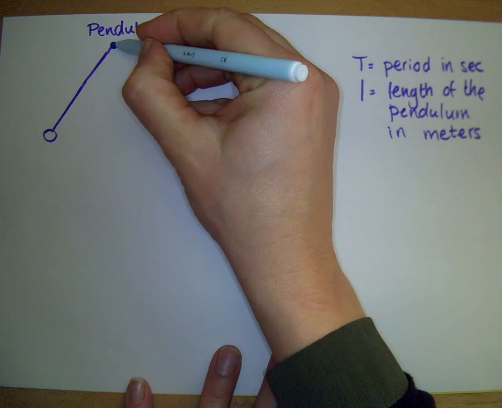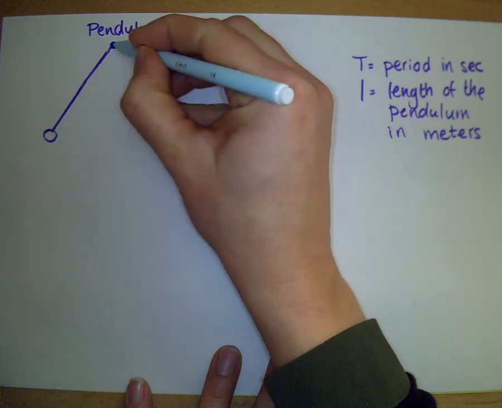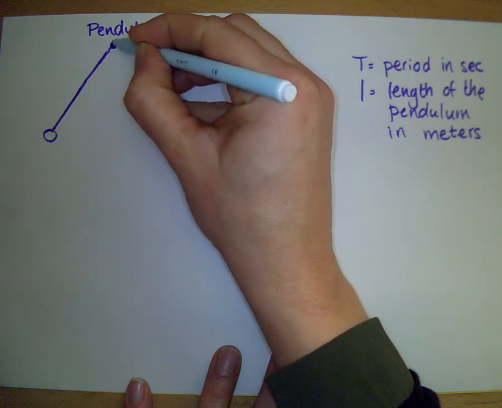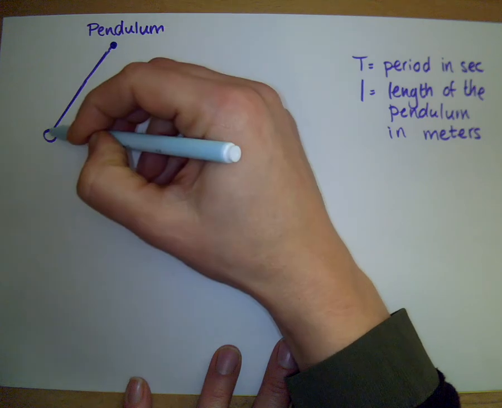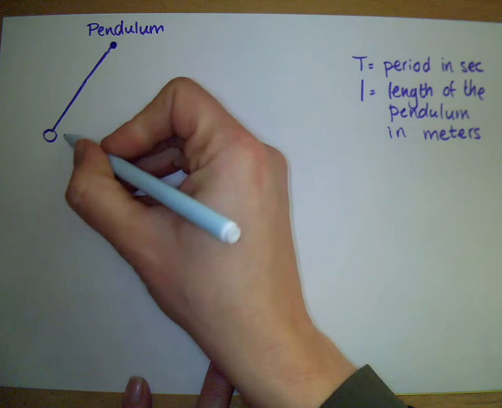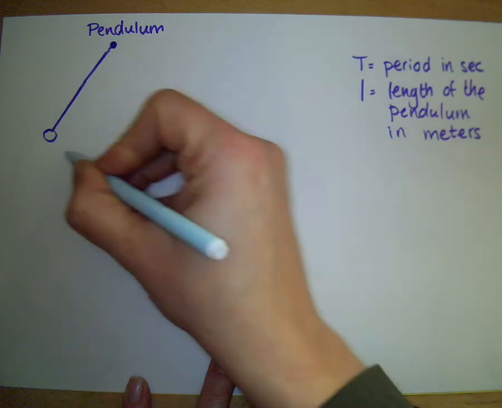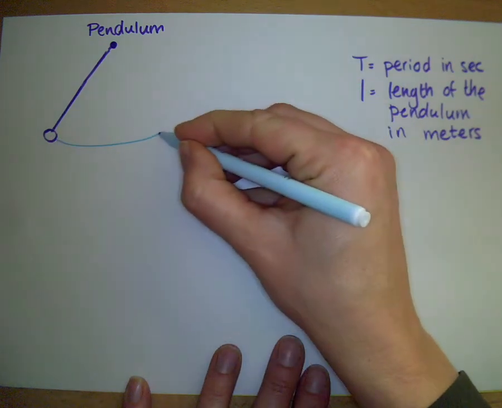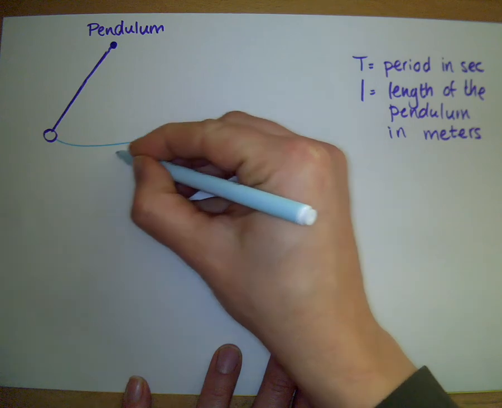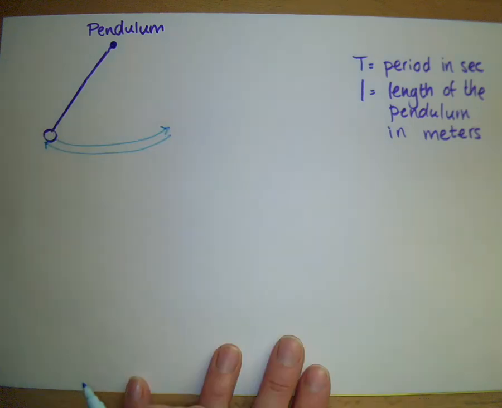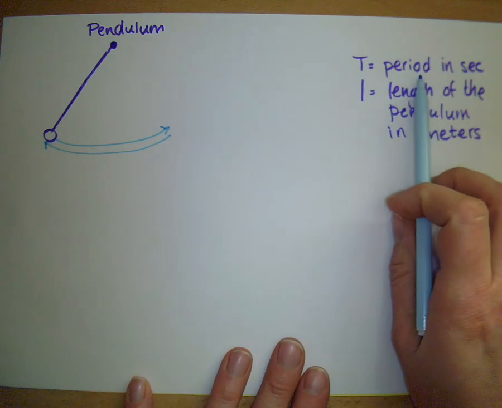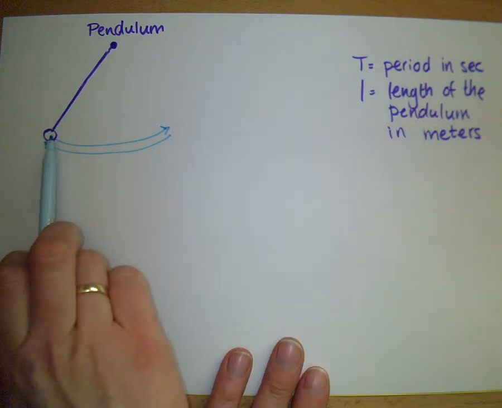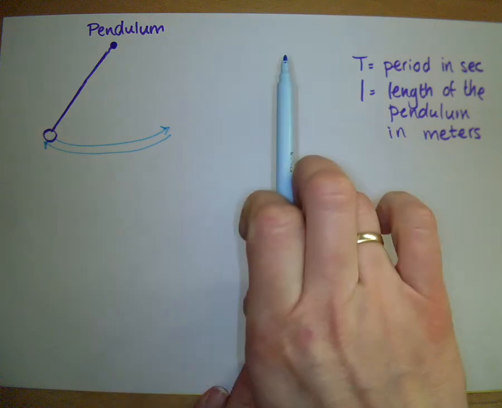So it's a piece of rope, whatever, could be whatever. It's stuck here. This is like a cannonball or something, and we swing it, right? It swings this direction and it swings back. We call that, the time that takes, we call that the period of the pendulum. How long does it take for the cannonball to go this direction and come back?